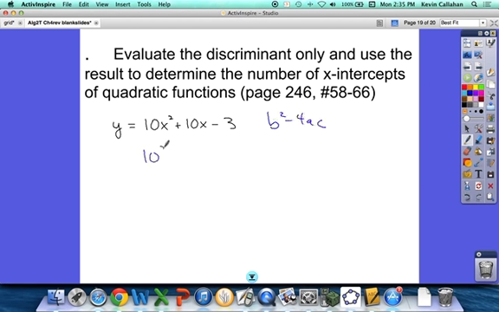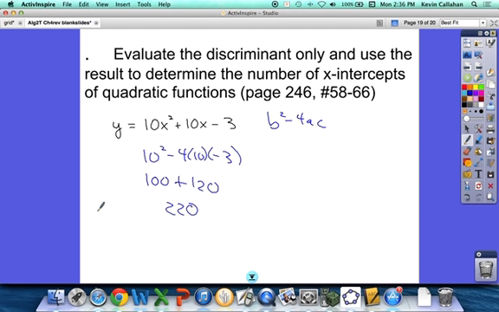10 squared minus 4 times 10 times negative 3. Whenever you're solving a problem like this, and you notice that the c is negative, you know that you're going to have two real solutions. Because the b squared minus 4ac is going to have a minus and negative, which means everything underneath the radical is positive. So right away you understand that. That's 100 plus 120, which is 220. So how many x-intercepts do we expect?